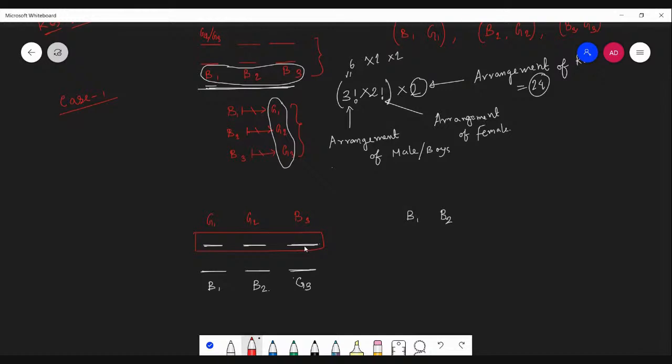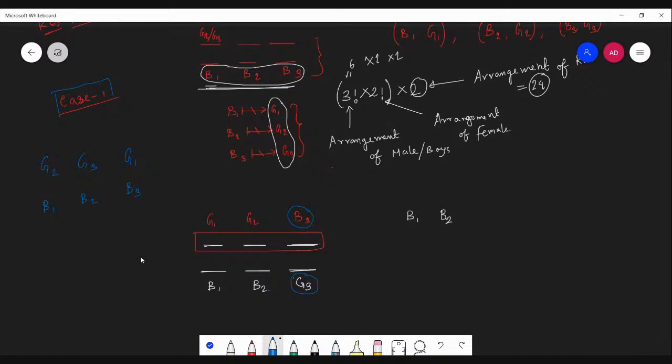Actually, if you think, nothing has changed from the last one. We have just replaced B3 with G3. Nothing else. If you just swap the position of G3 and B3, you get the same arrangement as the previous one. What I'm saying is, suppose in case 1 you get some arrangement like this, just as an example, G2, G3 and G1, and correspondingly B1, B2 and B3.